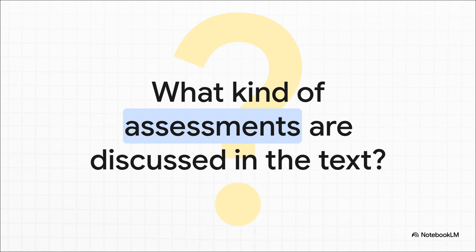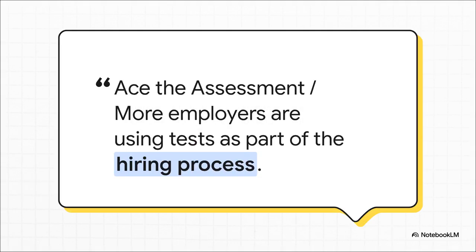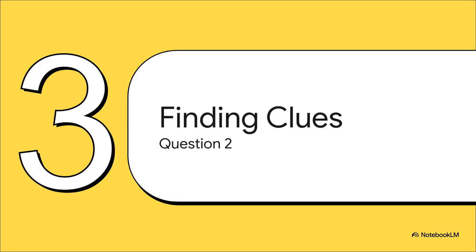So, what kind of assessments is this article actually about? To find this answer quickly, we should look right at the top of the article. The title and the subtitle are almost always your best clues. They tell you the main topic right away. And here it is. The subtitle tells us that employers are using these tests as part of the hiring process. So we immediately know the article is about employment assessments. Great, that was pretty straightforward.